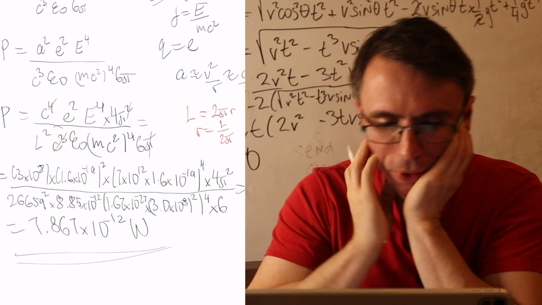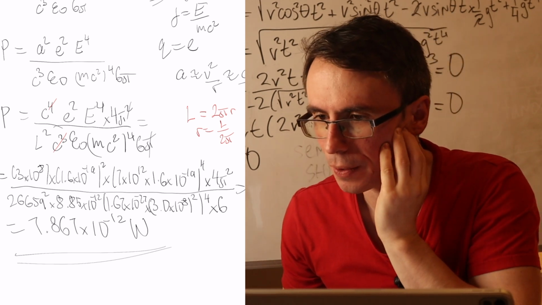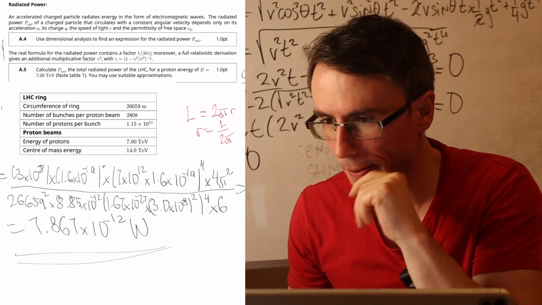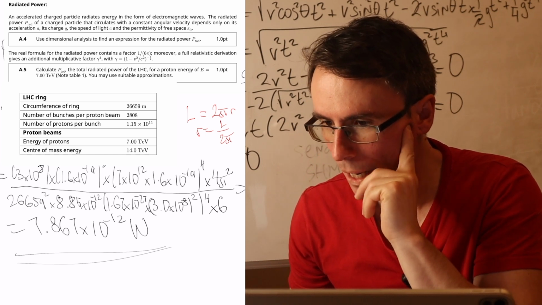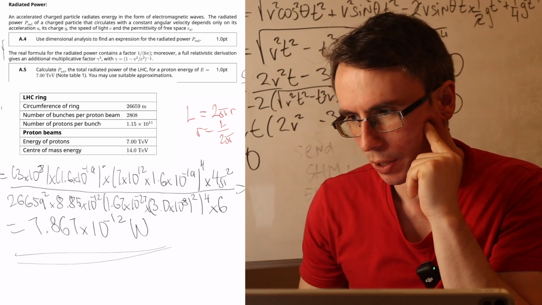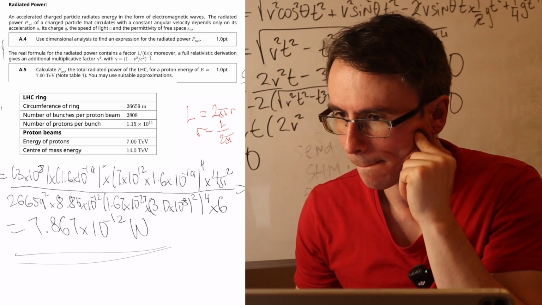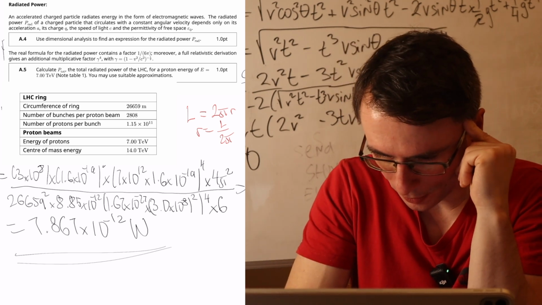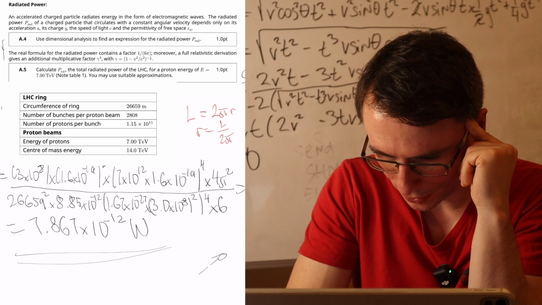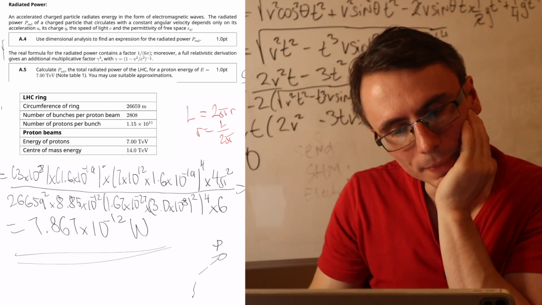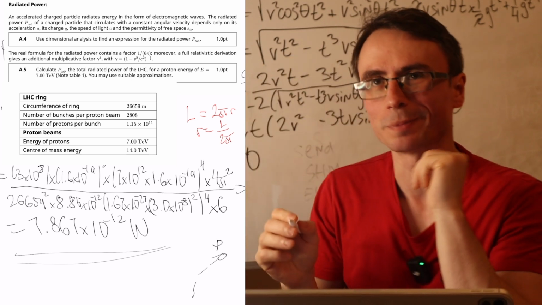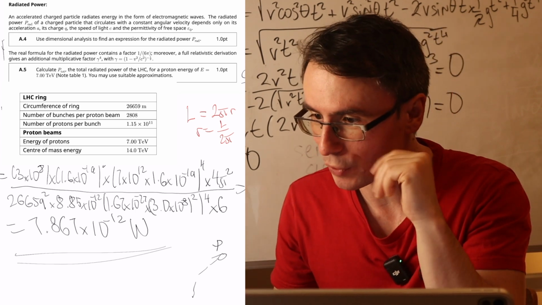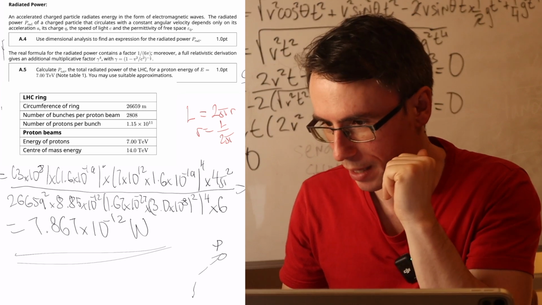Is this what the question is actually asking about? So going back to the question, let's have a look. Use dimensional analysis to find an expression. We've done that. The radiated power of a charged particle. So this here is the radiated power of a single proton that's moving along. But there's a lot of them, right? And that's why they've told us to note table 1.